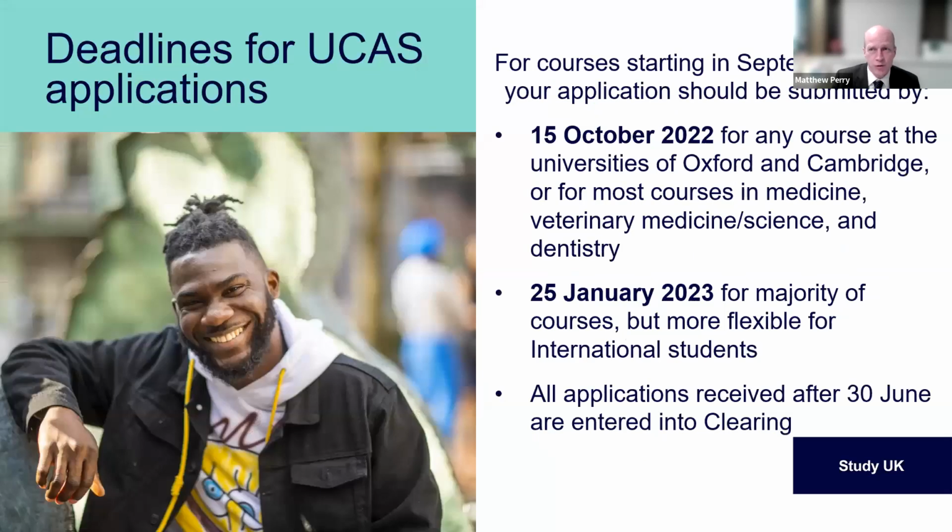Now, it's worth noting some of these deadlines, especially if you're wanting to apply for the likes of Oxford and Cambridge or really competitive courses such as medicine, veterinary science and dentistry. The deadline for this year's applications, so that's for students who wish to start at a UK university in September 2023, was actually the 15th of October last year. The deadline for most students is around the 25th of January.